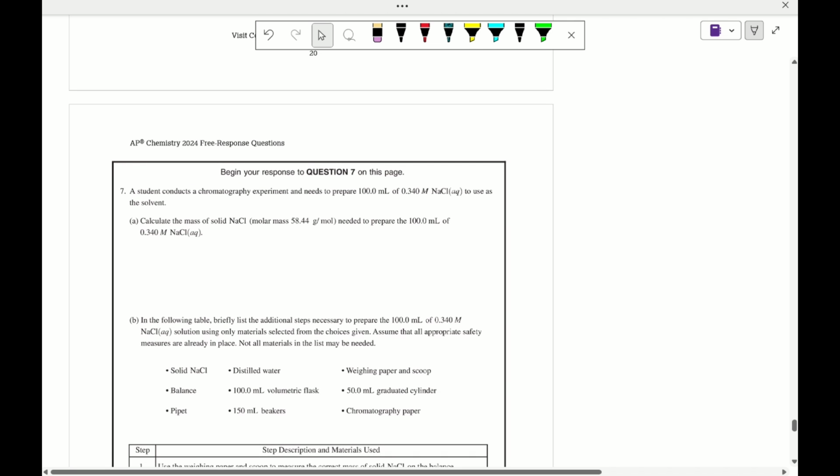Next is asking the mass of the solid NaCl needed to prepare 100 milliliters of the 0.34 molar solution. So you take the molarity times the volume to give you the moles, so that'll give you 0.034. Then you take the moles and multiply it by the molar mass. That'll give you 1.986. And then you do 3 sig figs, so that'll be 1.99 grams.